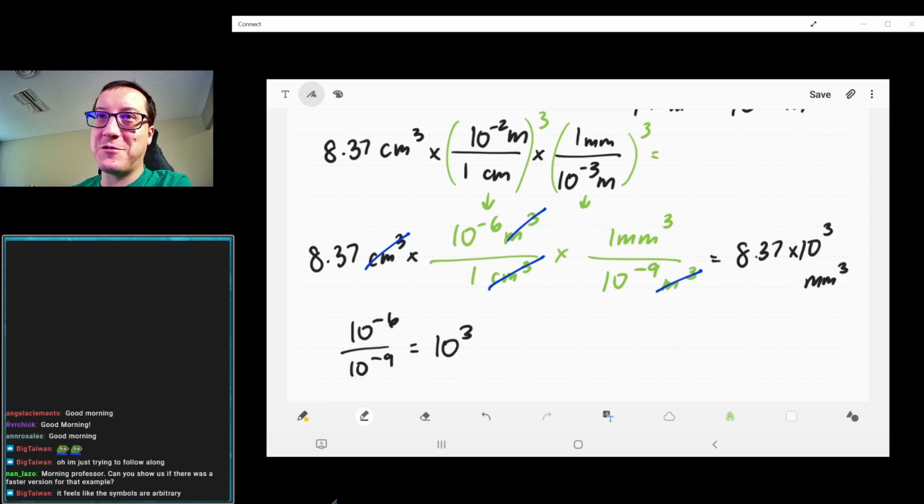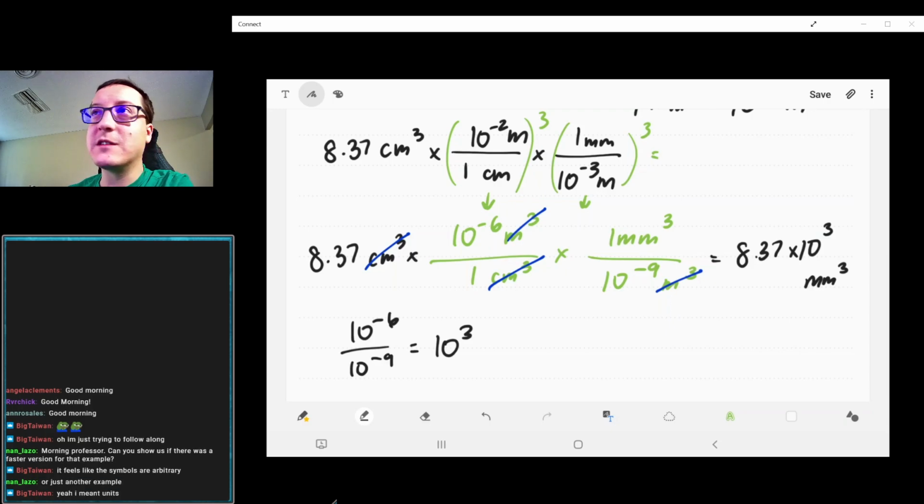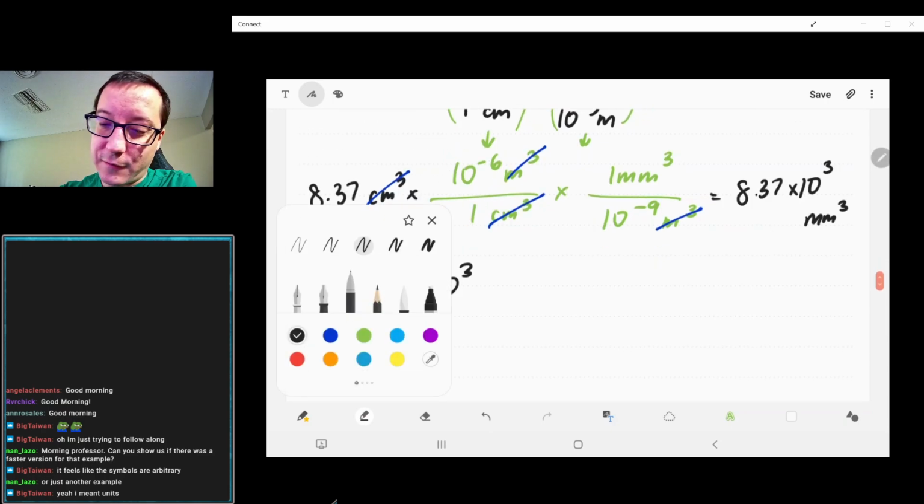Symbols are arbitrary. You mean the units? They may be right now, for sure. But we're going to see, in those special cases, how we go from certain units, for example, one of mass to one of volume. We'll do more examples. Yeah. So honestly, this is probably the fastest way to do it. There are other ways to do these sorts of things.